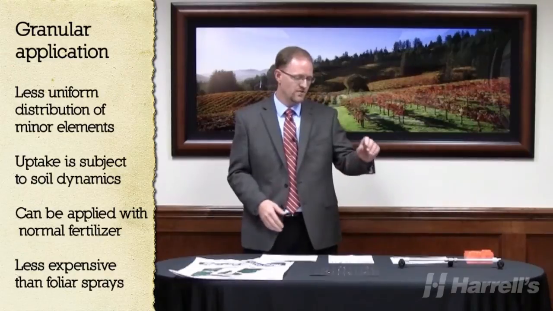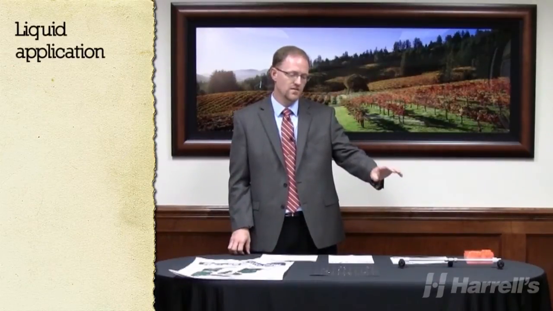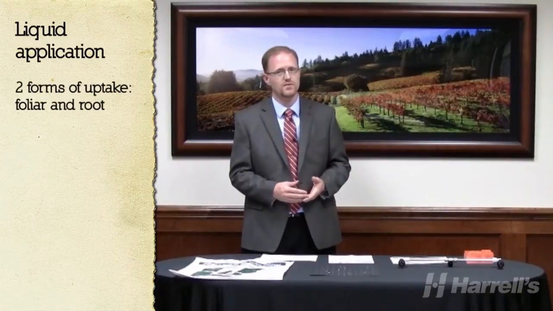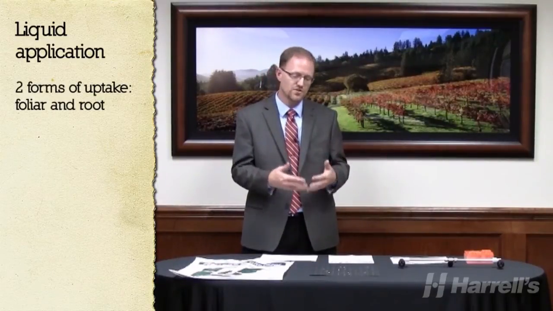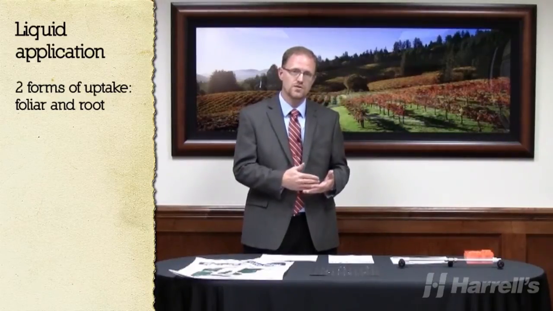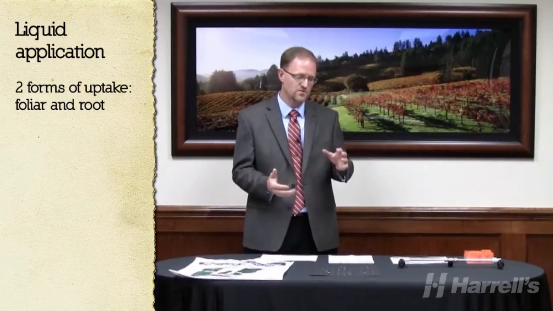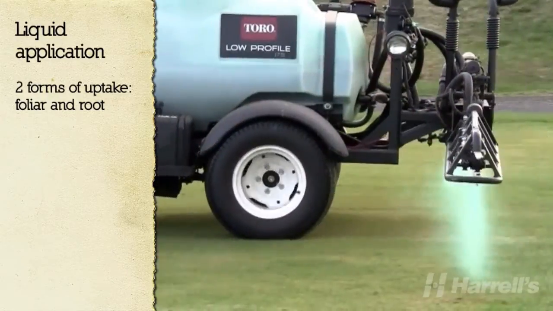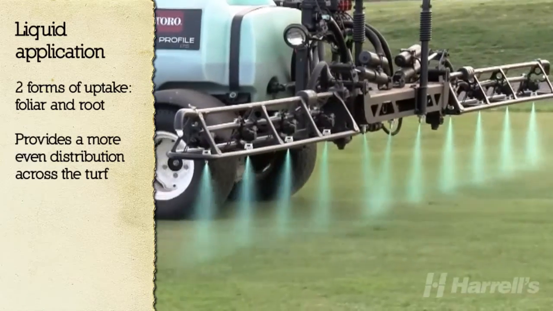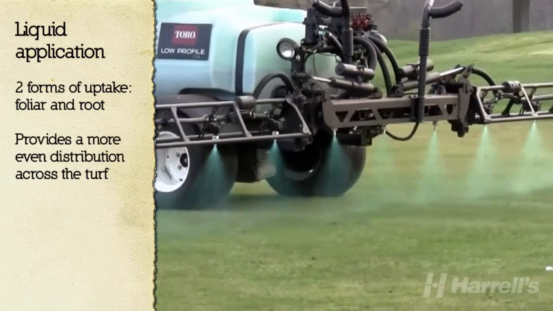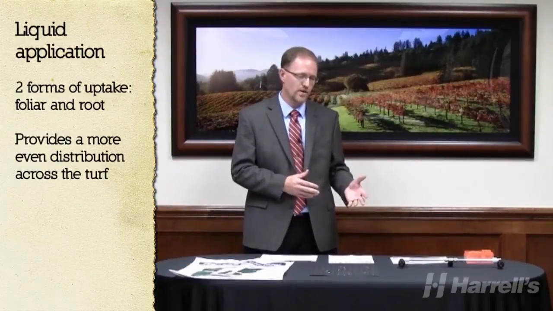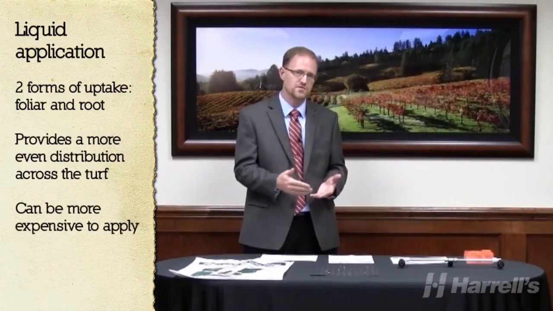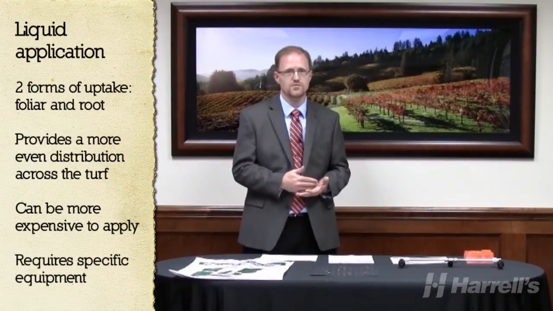All right. The value of the liquid application is the uptake has two modes. You have a foliar uptake, and whatever is not taken up foliarly will be washed off into the soil, and then it'll be subject to uptake by the roots. Okay, so you have two forms of uptake with the foliar application. Foliar applications also provide an increase in the uniform distribution of that element across the turf. The disadvantage with foliar application is, in some cases, it is more expensive to apply. It requires different equipment to apply it as well. So both products have agronomic value. Both products are widely used. There's strengths and weaknesses to both.